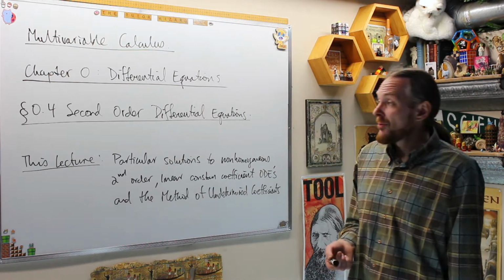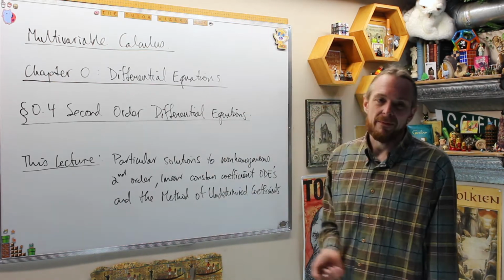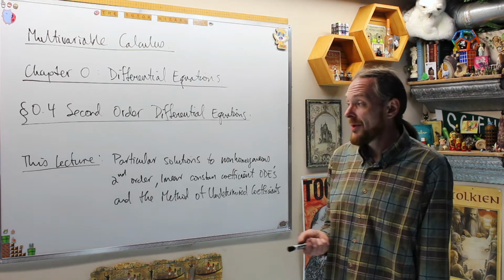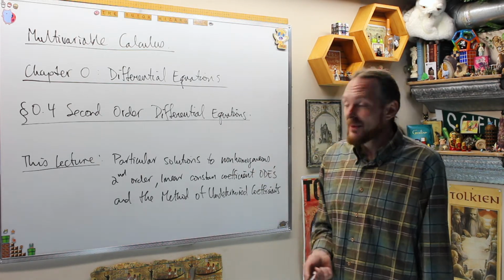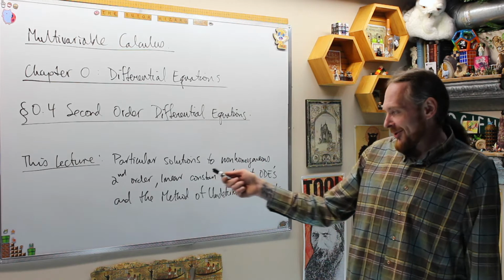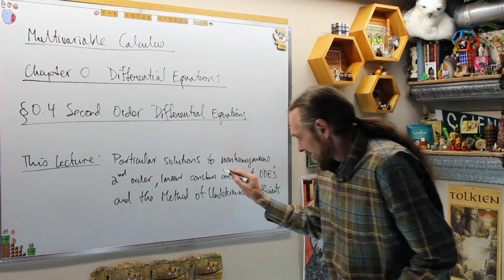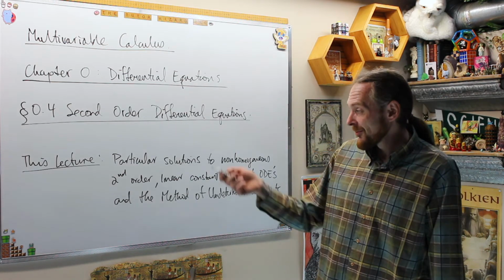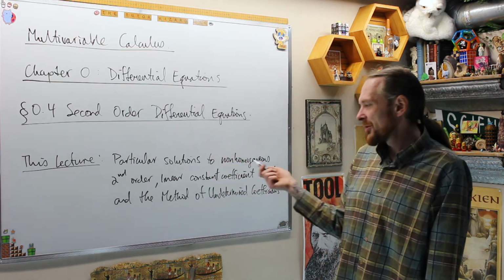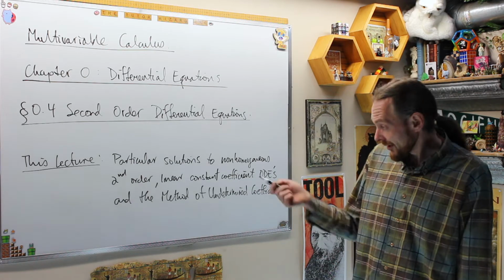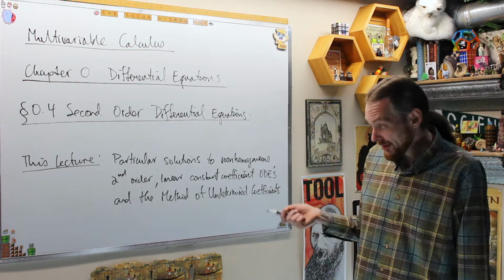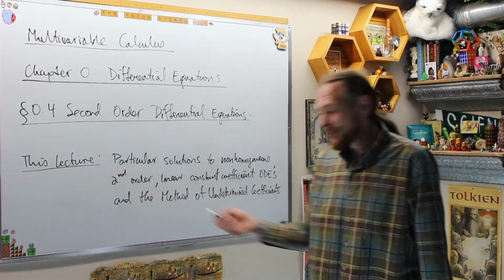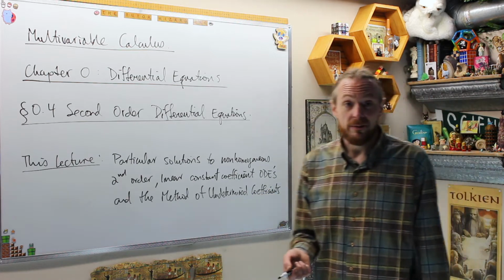We're in multivariable calculus. This is chapter 0, which is differential equations. 0.4 specifically is second order differential equations. Last time what we did was homogeneous second order linear constant coefficient ODEs. This time we're going to try to find particular solutions to non-homogeneous second order linear constant coefficient ordinary differential equations.